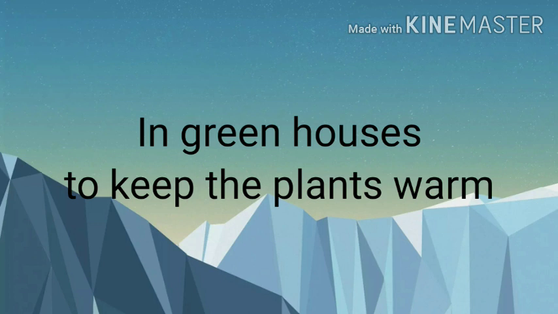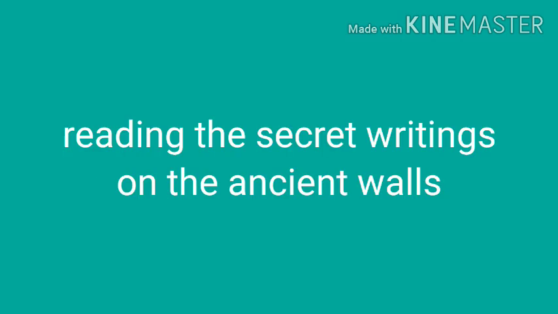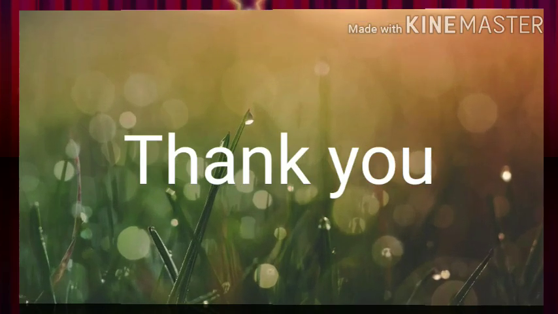Due to radiations from the sun, objects on earth become hot. These hot objects emit infrared waves. These infrared waves are trapped by greenhouse gases like carbon dioxide, methane, water vapor. As a result, the temperature of earth increases and it is suitable for the survival of living organisms. Used in reading the secret writings on the ancient walls. Thank you.